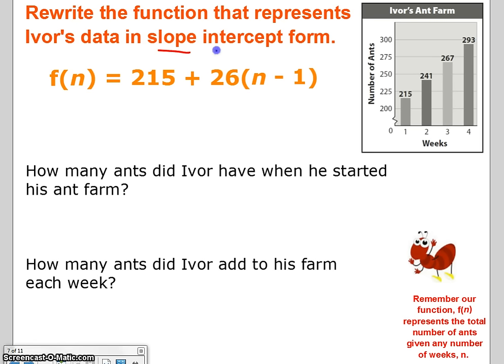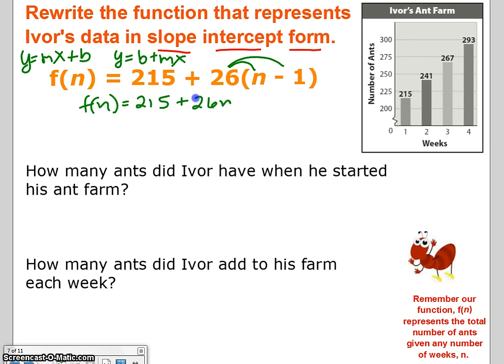I want you to write it in slope-intercept form, and this is where you need to start taking notes so you understand how to change something into slope-intercept form. To change into slope-intercept form, first of all, let's remember slope-intercept form is y equals mx plus b. Okay, could I also write slope-intercept form as b plus mx? Of course, as long as the m is being multiplied by the x. So take my 26, I notice that the 26 is being multiplied by n minus 1. So my first step is to go ahead and distribute here. So I have f of n equals 215 plus 26n minus 26, because I rainbowed out that 26 by being multiplied, and we call that the distribution property.